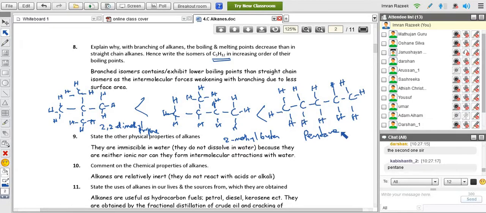Pentane has the longest chain, and then comes the 2-methyl butane, and the 2,2-dimethyl propane will be the smallest one, which has the lowest boiling point. So the boiling point decreases with increased branching. Is that clear? Please copy this.